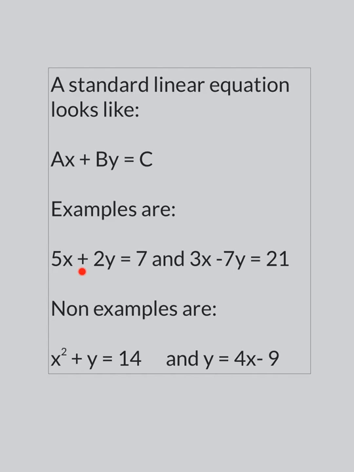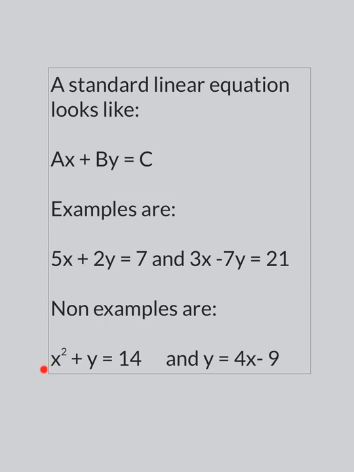Here are some examples. 5x plus 2y equals 7. This equation is in standard form. And 3x minus 7y equals 21. This equation here is also in standard form. Here are some non-examples.